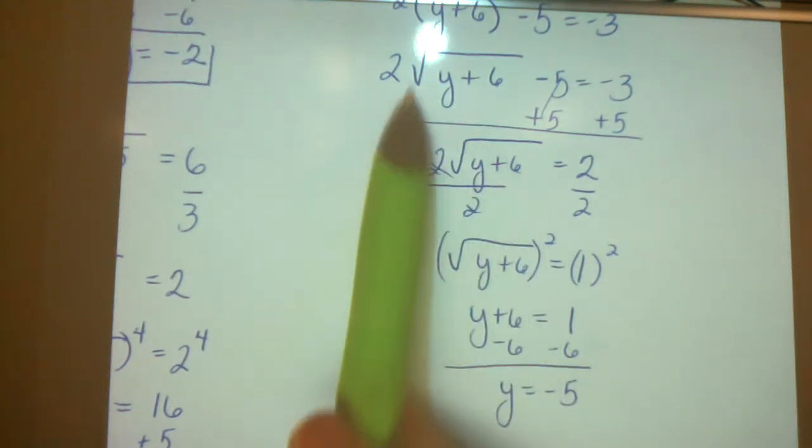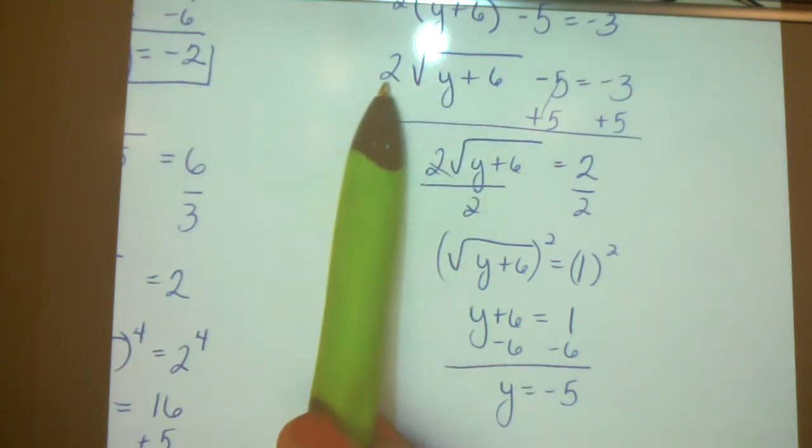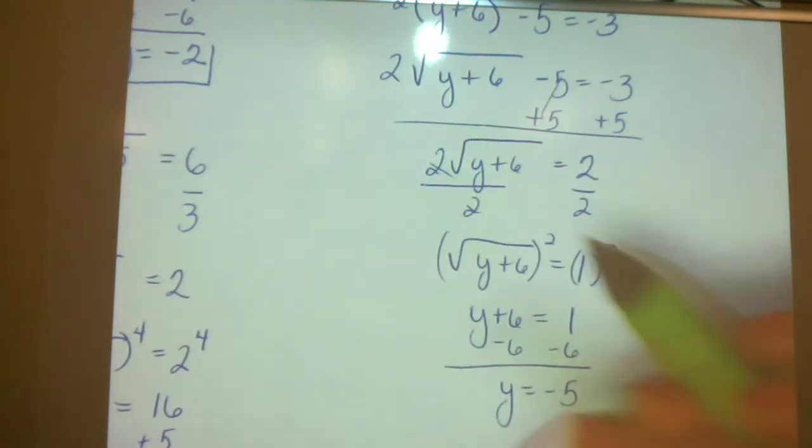And let's check that. We're going to check it up here. Negative 5 plus 6 is 1. The square root of 1 is 1. 1 times 2 is 2. 2 minus 5, negative 3, that checks.